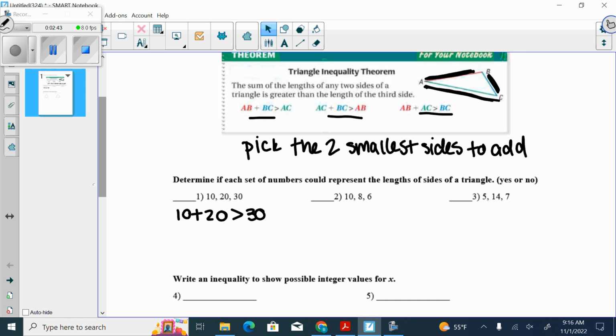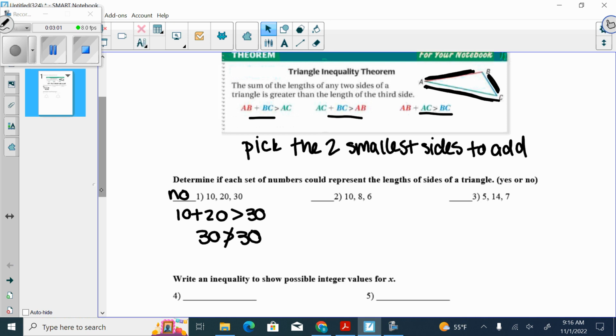Then we just check to see if it's a true statement or not. What is 10 plus 20? 30. So is 30 greater than 30? No. So this is not true. Would this make a triangle? No.